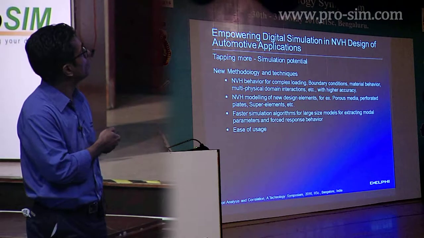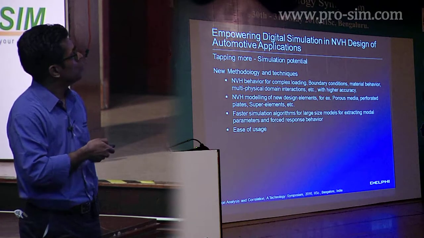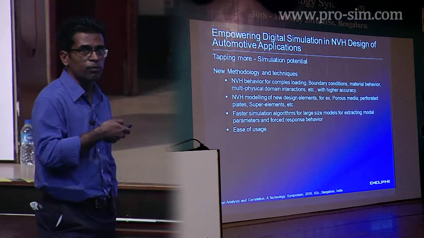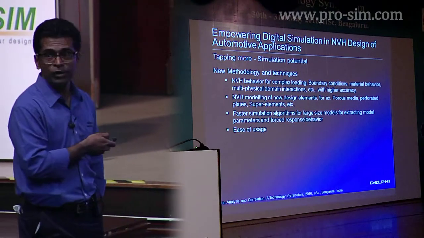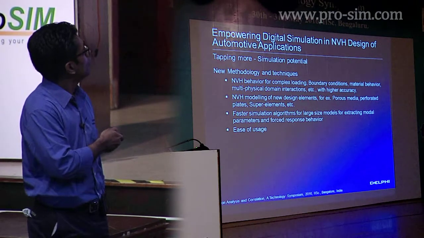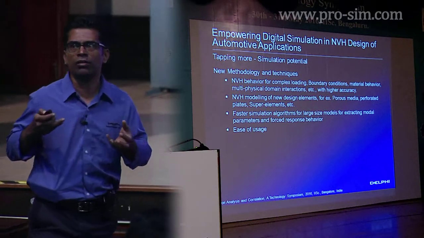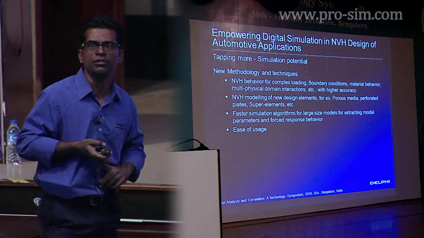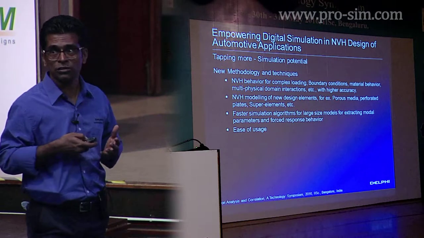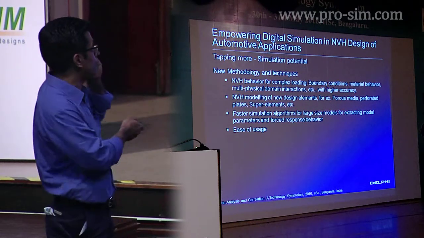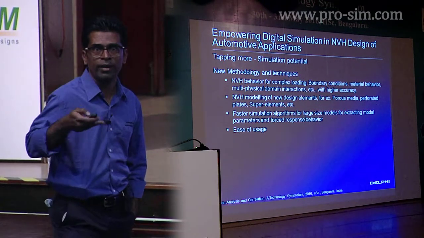Now, NVH behavior for complex loading, boundary conditions, and new materials being used: we need to understand upfront how these materials behave when they are incorporated into the vehicle. Also, we can't look at the physics in isolation because there are so many functionalities introduced in a car, and they interact with each other. For example, temperature, humidity, and vibration all interact, and therefore we require a simulation system which can account for multi-physical domain interactions, and all of this is required with higher accuracy.